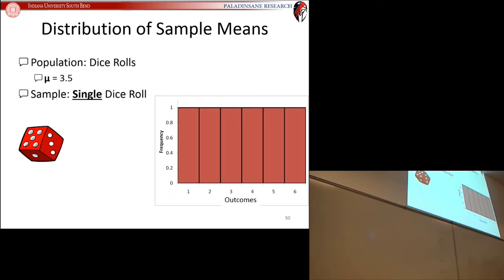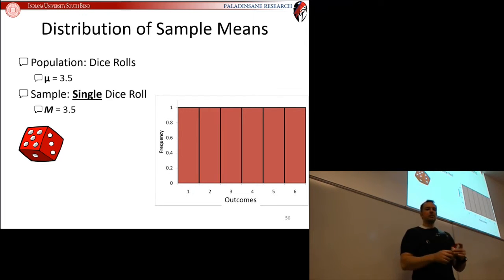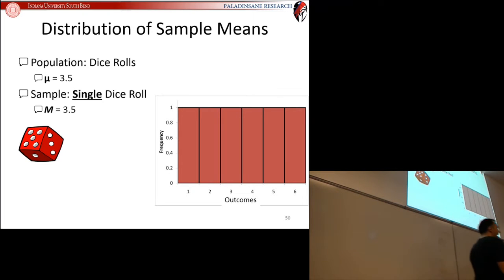from this, and then we can take the mean of these sample means, and that's what we would find. We would find that the mean of the sample means is going to be equal to 3.5. So that is the mean of a single dice roll, and if you take the distribution of sample means and put it into a graph, in this case and only this case, it will look exactly like your population distribution.